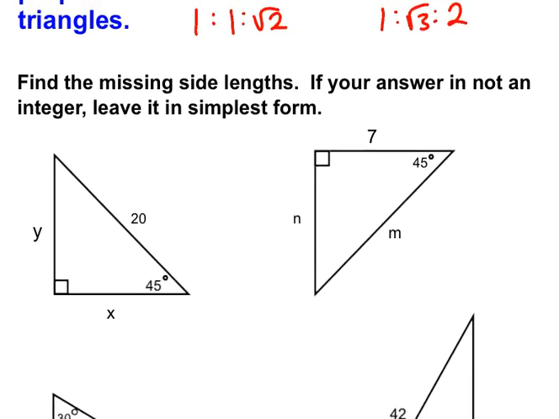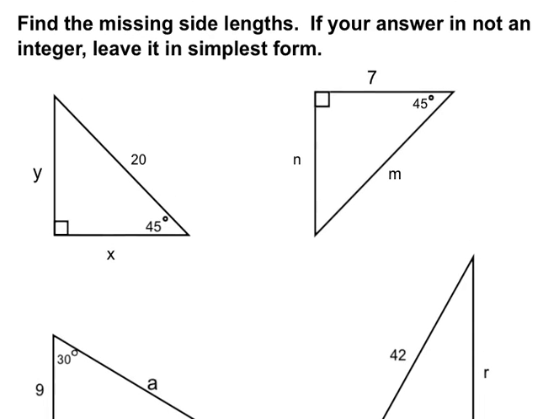So if we take a look at the first one, it says find the missing side lengths. If your answer is not an integer, leave it in simplest form. If you look at this one, we have a right angle and a 45. Using the fact that all the angles in a triangle add to 180, you can find that third angle to be 45 degrees as well. Now, what they gave us is 20, which means they gave us the hypotenuse. So in your ratio 1, 1, square root 2, they gave you the part that goes with the square root 2. So if we want to move backwards from the hypotenuse to a length, rather than multiplying by the square root of 2, we divide by the square root of 2.